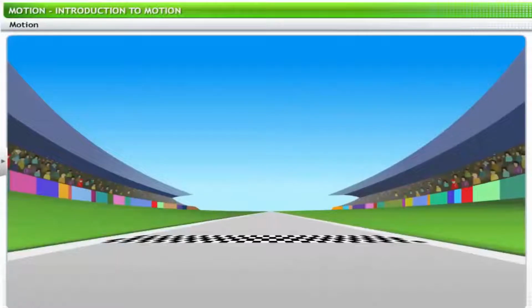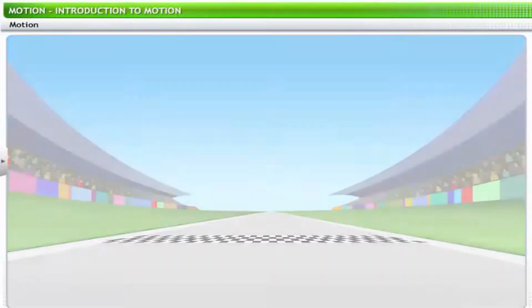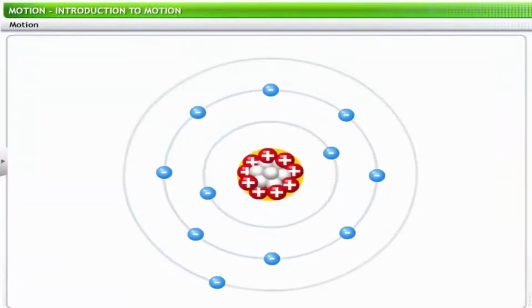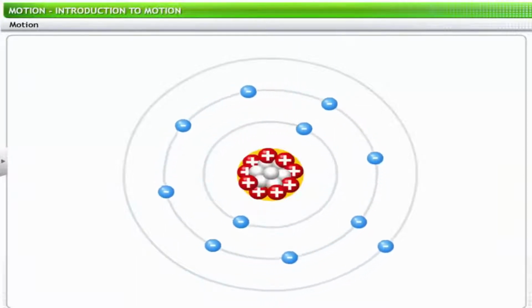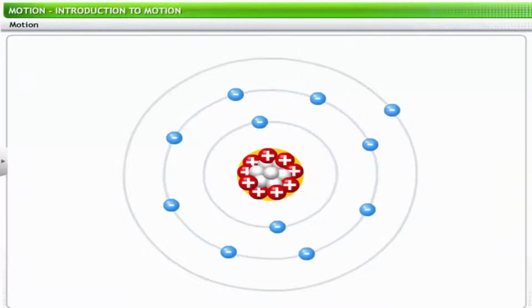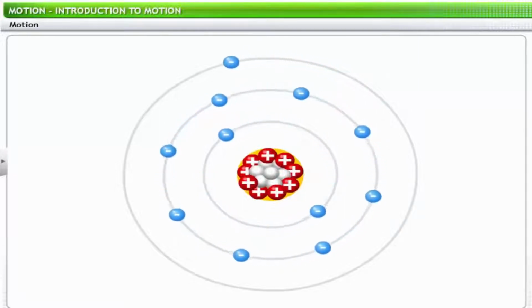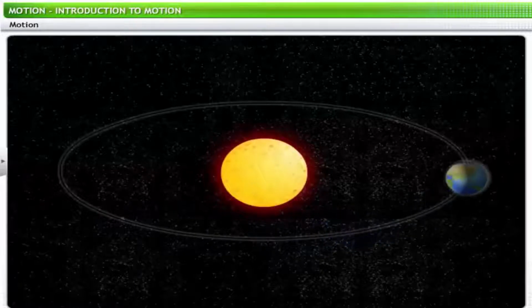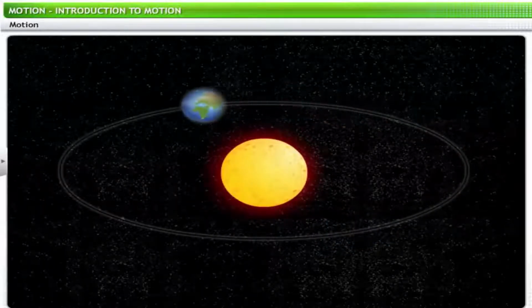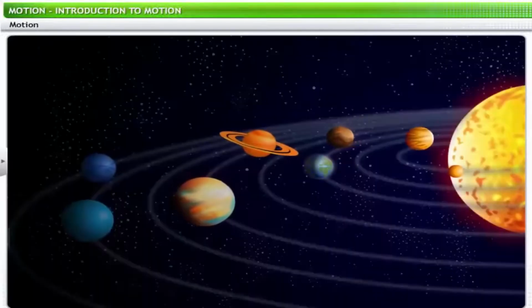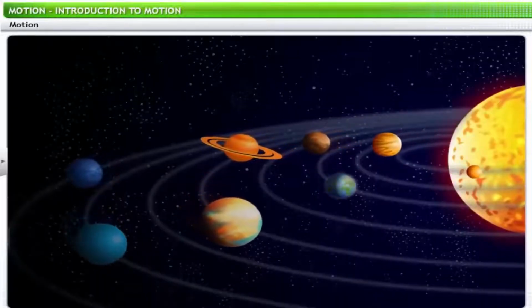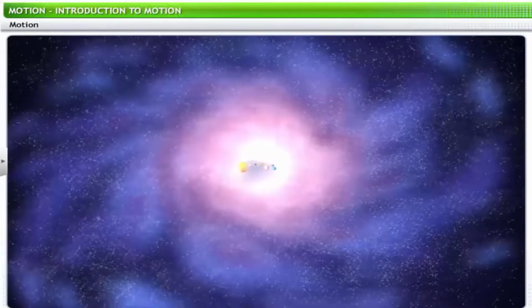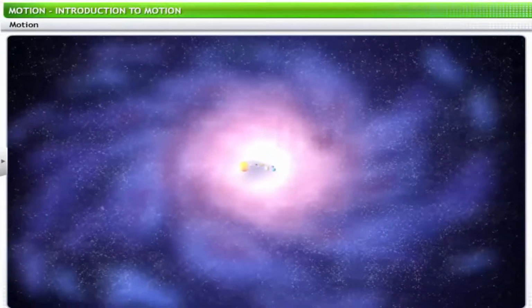When a car race starts, the position of each car participating in the race changes relative to the stands, spectators, and so on. This is because the cars are in a state of motion. Tiny particles such as atoms and molecules and heavenly bodies such as planets, stars, and galaxies are all in motion. For example, Earth rotates around its own axis and revolves around the Sun in an orbit. Similarly, other planets, solar systems, and galaxies in the universe are all constantly in motion.